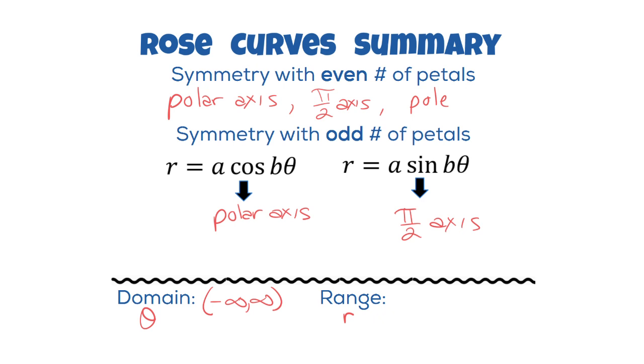And your R, remember your max R value is how big the petal gets. And so that comes from anywhere getting a negative R value to a positive R value, okay? And it's not really R's. Remember that the R came from this leading coefficient here. So really what I should be writing there is negative A to positive A. That's what your range will be on these rose curves.